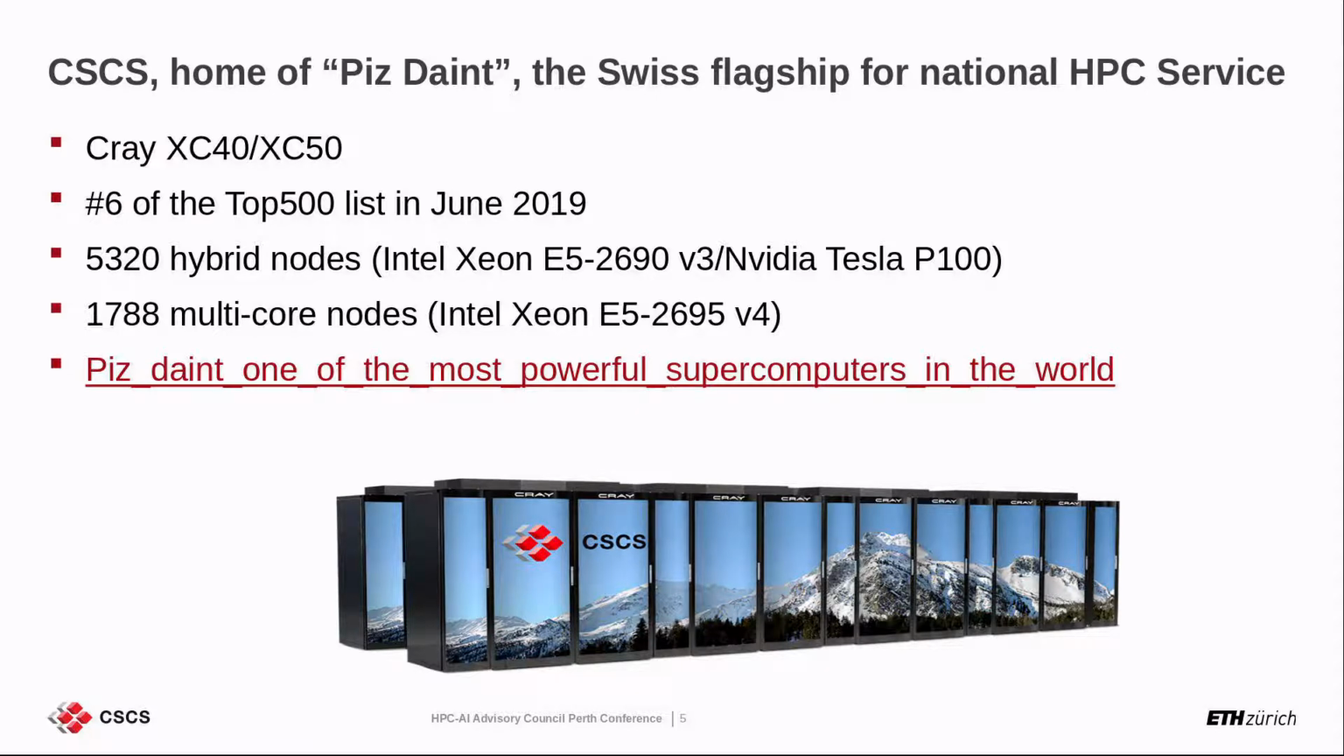A couple of words about CSCS. CSCS is the home of Piz Daint. Perhaps you've heard of the name of this machine, number 6 in the world in the top 500 ranking as of June 2019. Well, Piz Daint is a big Cray machine. It also happens to be my visualization cluster. So I've got over 5,000 GPUs available to do visualization. Pretty lucky guy, you'd say.